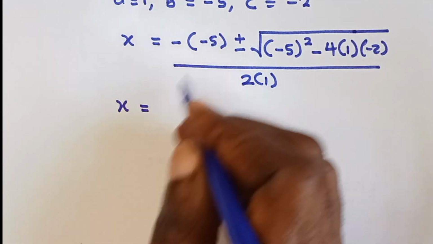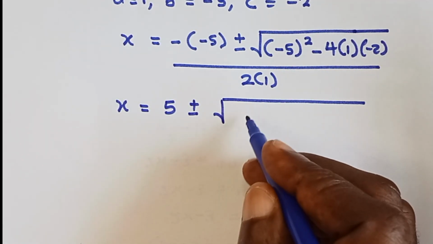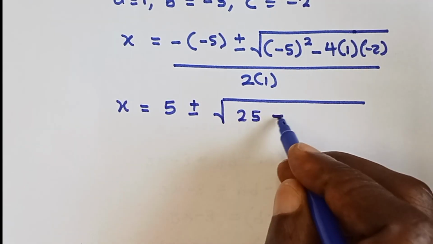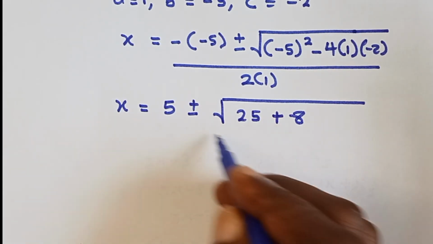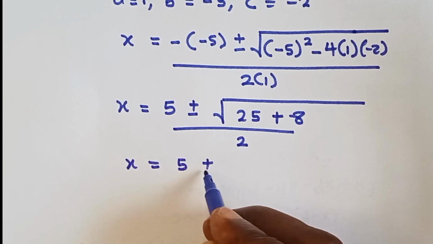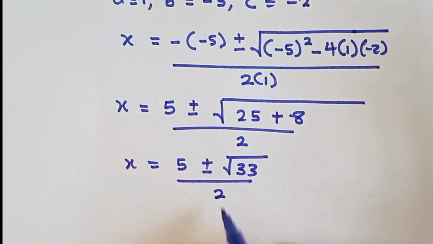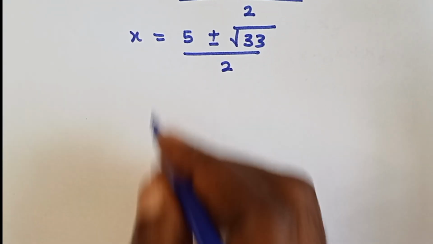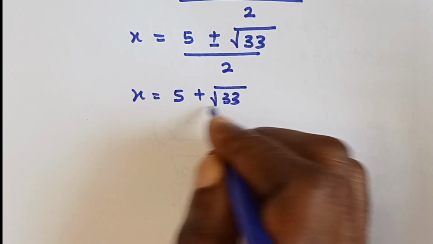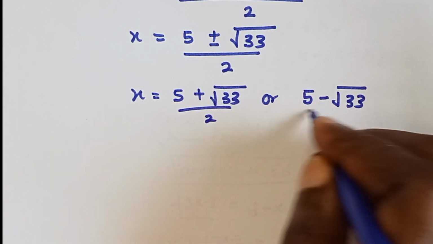We have x equals to, this will give you plus 5, plus or minus the square root of, minus 5 squared is 25. That is minus 5 times minus 5, then minus times minus will give us plus. Minus 4 times 1 times minus 2 will give us 8. Everything over 2. Okay, so we have x equals to 5 plus or minus the square root of 25 plus 8, which gives us 33, over 2. Alright, so what it means is that x equals 5 plus root 33 over 2 or 5 minus root 33 over 2.